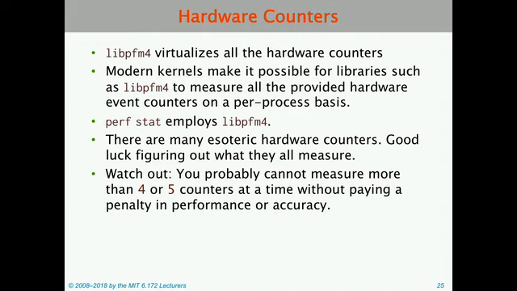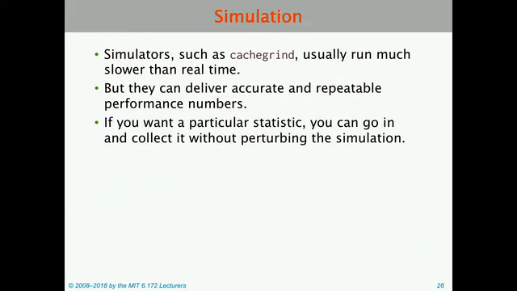So hardware counters are a good technique. Next one is simulators. So things like Cachegrind usually run much slower than real time, but what's great about simulators is you can get repeatable numbers out of them. You run the code, you run it again. If you've set up everything right, you can see what's going on inside. The downside is that it's slower and it doesn't necessarily model everything going on in the cache. But for things like cache misses, this is a great tool to figure out what the fundamental cache misses are. And we'll talk about that when we talk about caches in the next couple weeks.